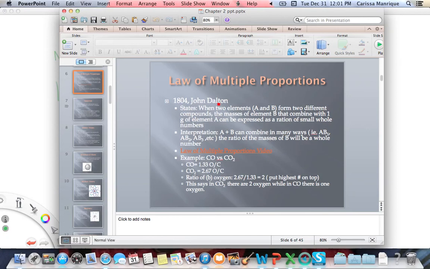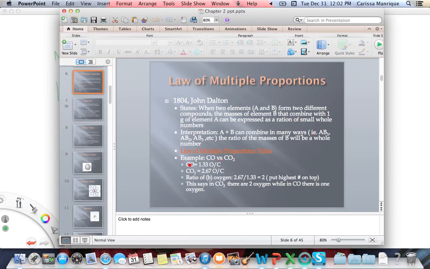Now the law of multiple proportions means we take the ratio of these two together. So do the highest one on top, the one that weighs the most, so 2.6 divided by 1.33. And what's the difference in oxygens here? There are 2 times more oxygens here, so when I divide those numbers I should get 2, because there are 2 more oxygens.